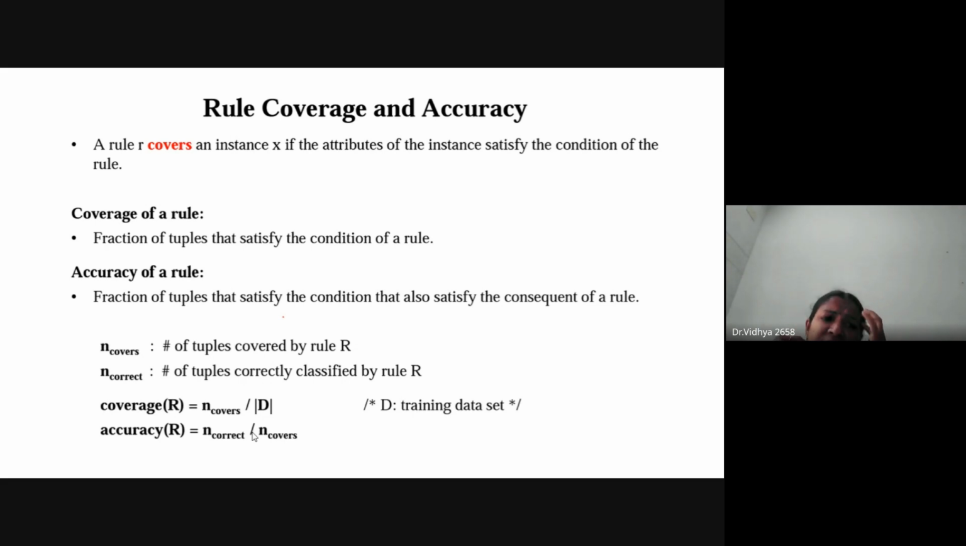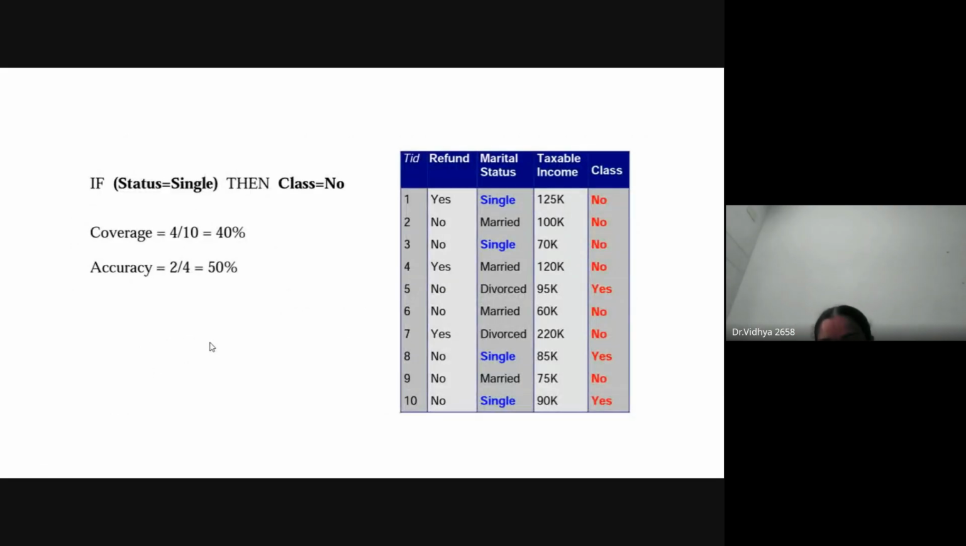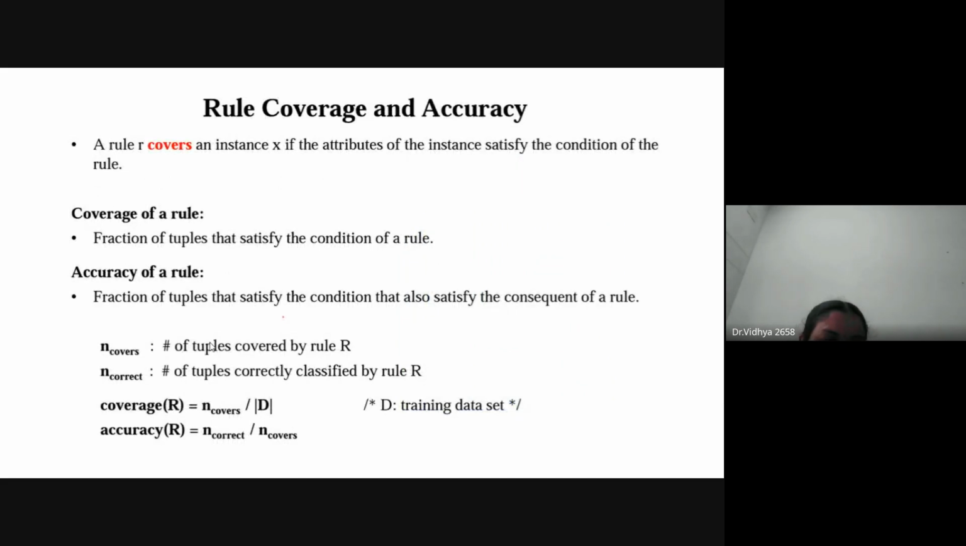Which is accuracy. So accuracy, we have obviously calculated in our previous methods. So similarly here also we have to calculate the accuracy, where the fraction of tuples that satisfy the condition also specify the consequent of a rule. Okay, then you can see that n covers equals the number of tuples covered by the rule. Similarly, n correct means the number of tuples correctly classified by the rule.